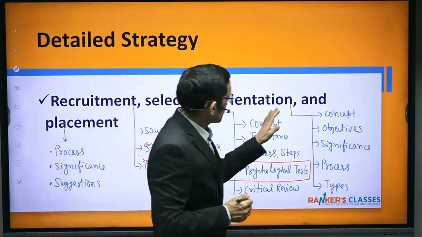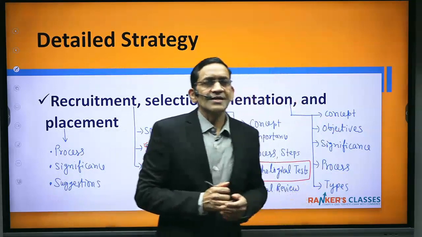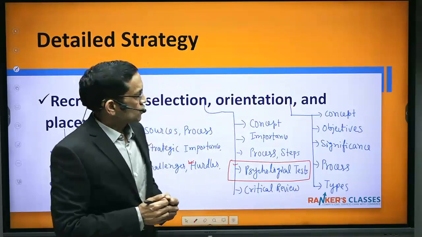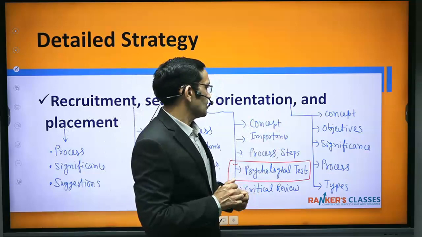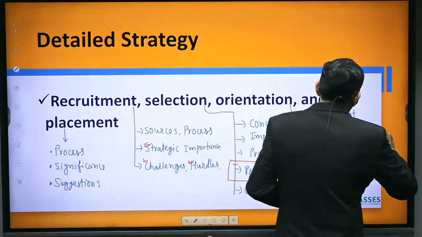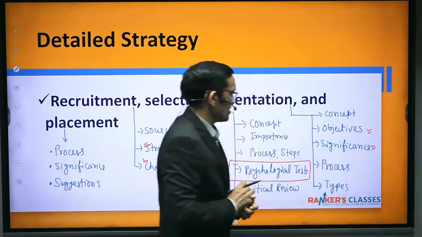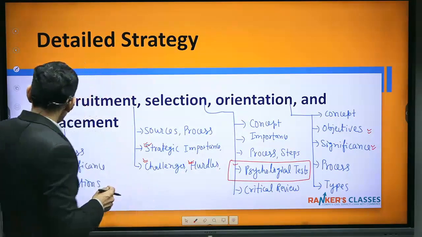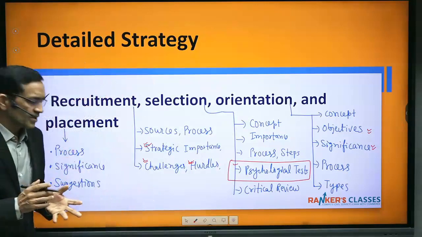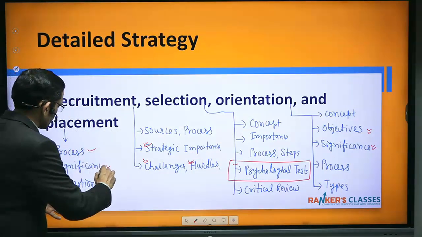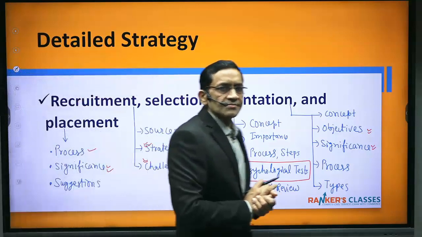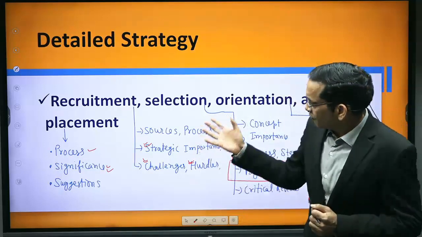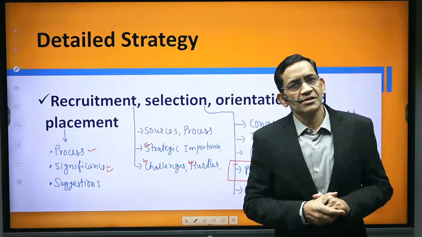Right? And thereafter, orientation. Once any worker has been selected in the organization, you have to orient them. Though it is a small subtopic, significant objectives and significance of orientation are very important. Here a question may be asked. And last is placement. Placement is also a very small topic. So process of placement, significance of placement can be asked. So this is the scope of chapter number 3. As a whole, this chapter is known as hiring the workers.